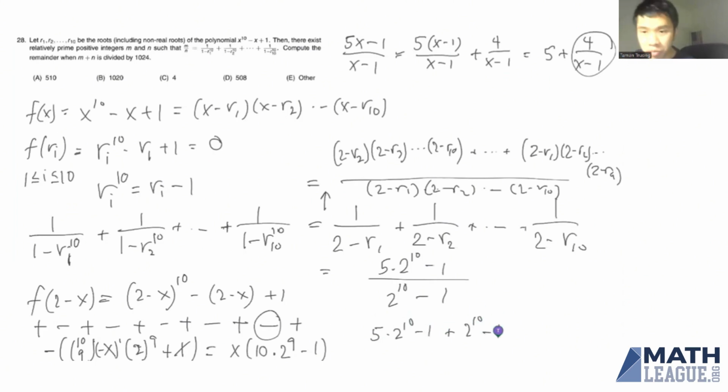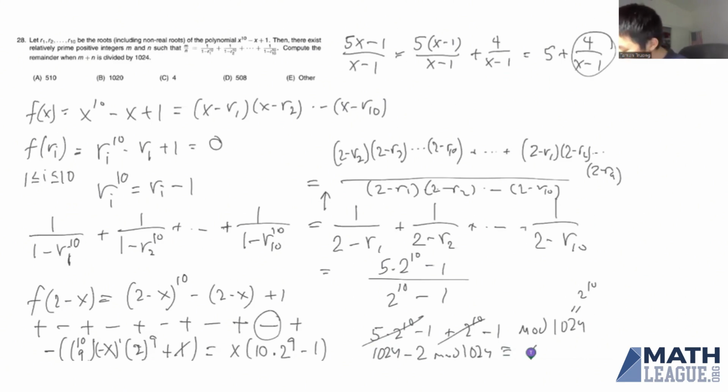We just take the sum of the numerator and denominator. Mod 1024, note that this is actually 2 to the 10th, which is fairly convenient. These two terms go away. They have a remainder of 0 when you divide by 2 to the 10th. We get negative 2 mod 1024, but add 1024 back because remainders can't be negative. We get 1022. That's answer choice E.